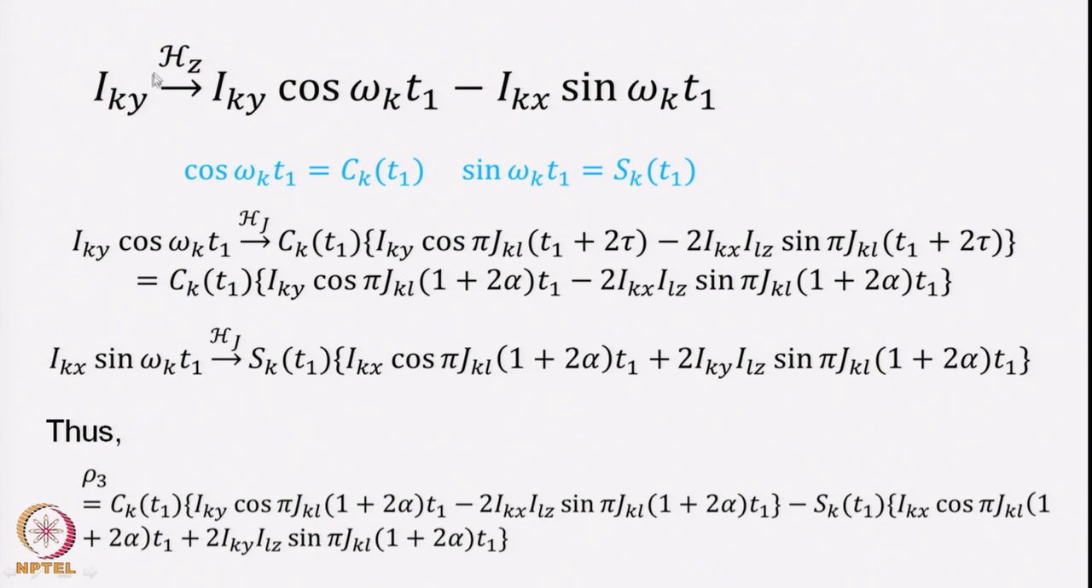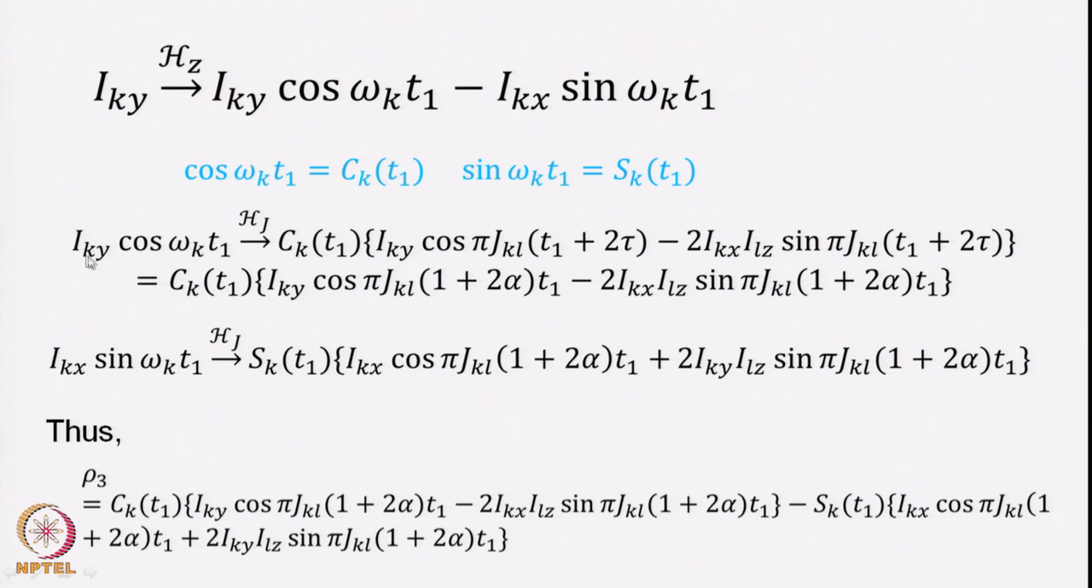Consider IKY, and here we write the chemical shift evolution. Therefore, we have the Zeeman Hamiltonian here, and that gives you IKY cosine omega KT1 minus IKX sin omega KT1. Okay. Now let us use these abbreviations here. Cosine omega KT1 is written as CKT1, sin omega KT1 is written as SKT1. If you write that, then of course you will write this expression once more here and evolve further under the influence of the coupling constant.